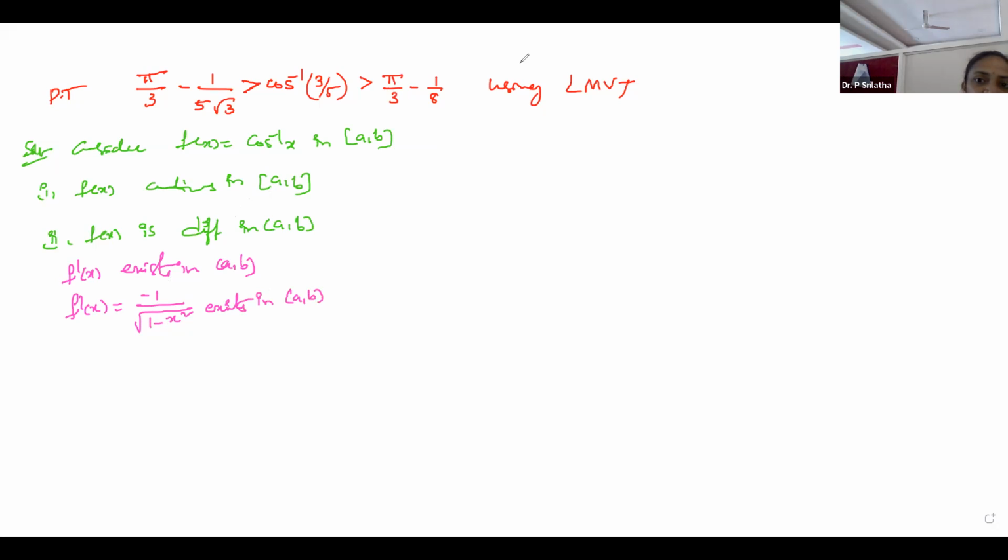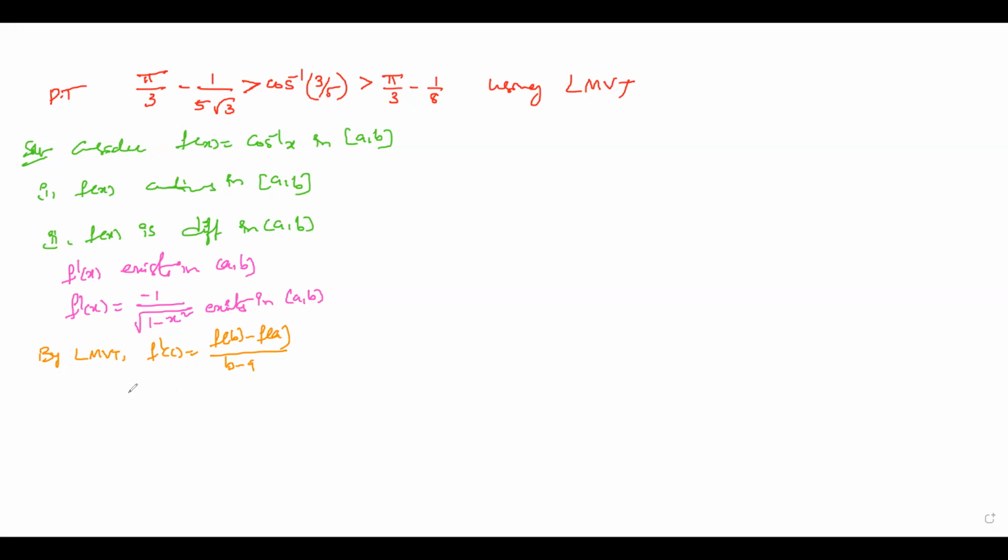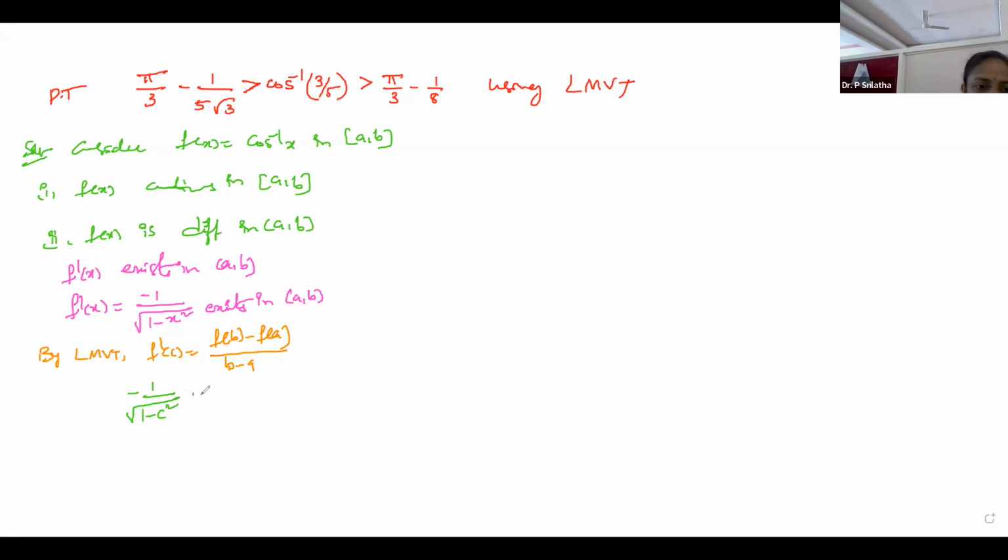So by LMVT, what is the formula? f dash of c equal to f of b minus f of a divided by b minus a. Here f dash of c is minus 1 by under root of 1 minus c square, which is equal to cos inverse b minus cos inverse a divided by b minus a. Let us consider this as equation 1. What is our leftover condition? c belongs to the open interval a comma b.